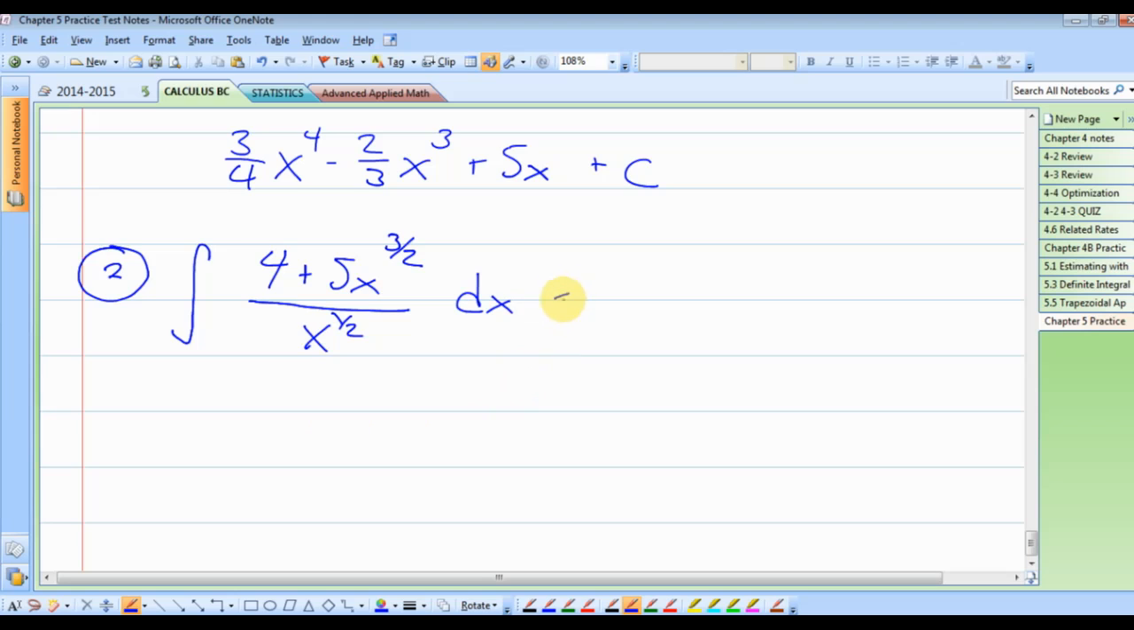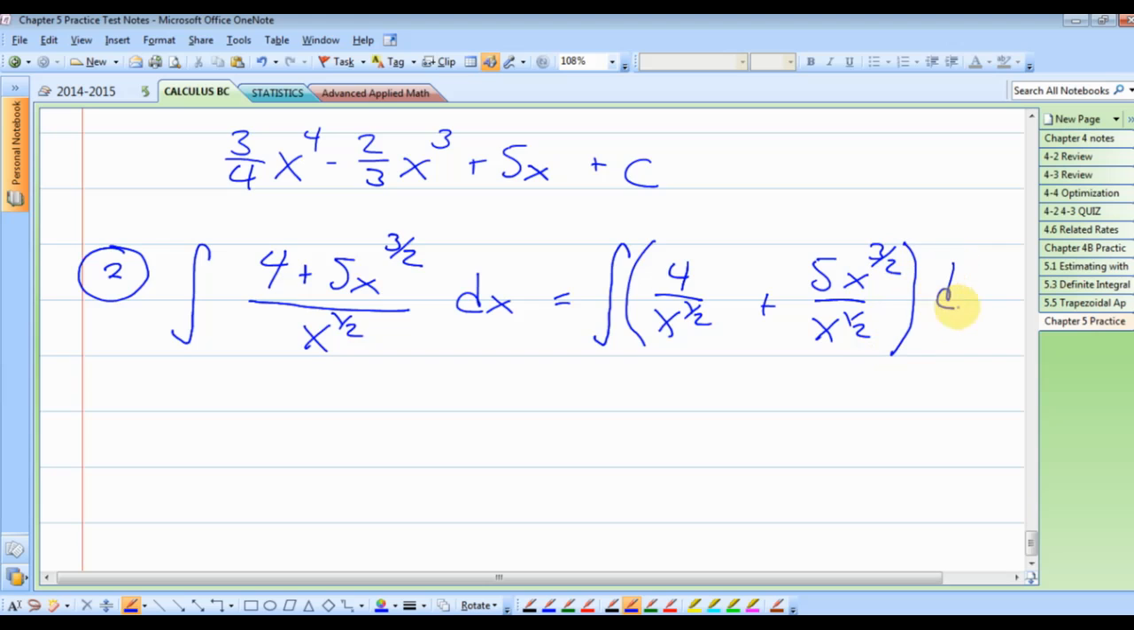The easiest way to see the simplification is to look at it like this. This is the same thing as 4 over x to the 1/2 plus 5x to the 3/2 over x to the 1/2. This entire sum integrated.